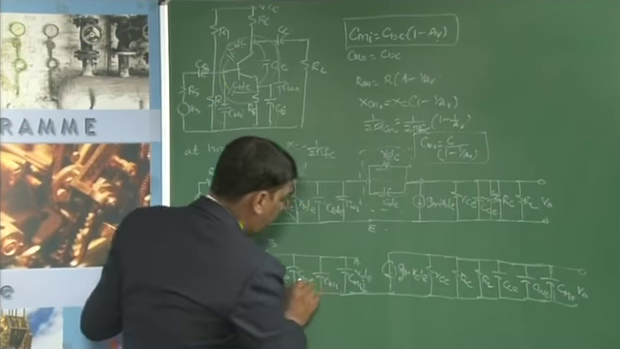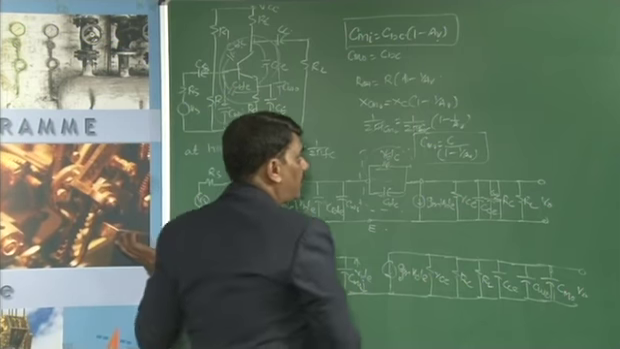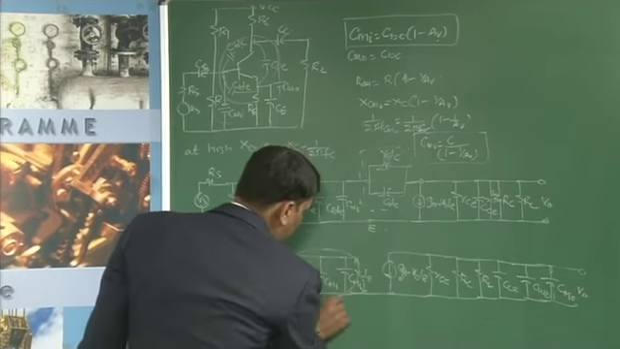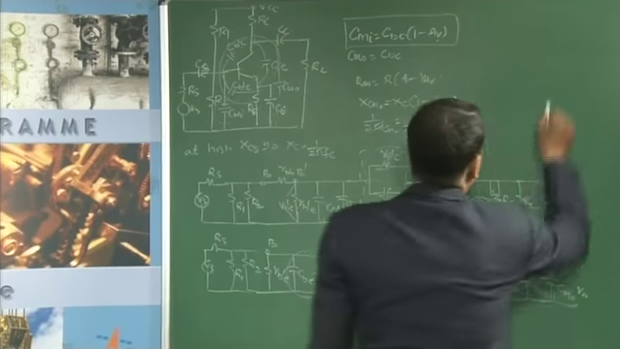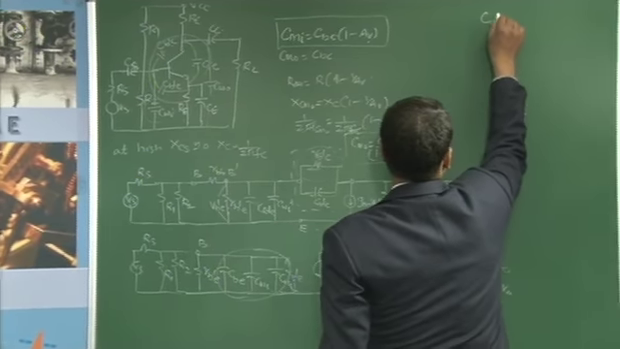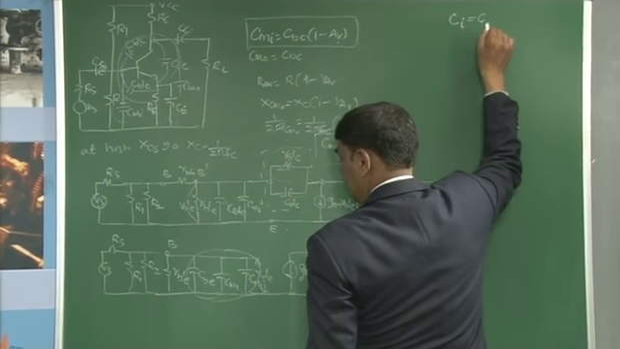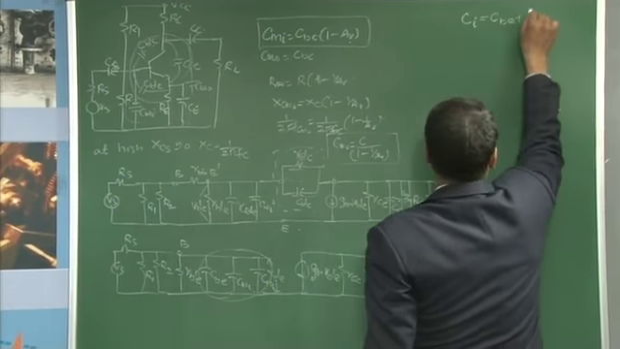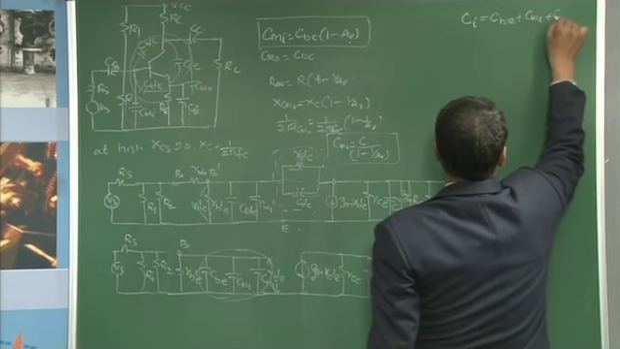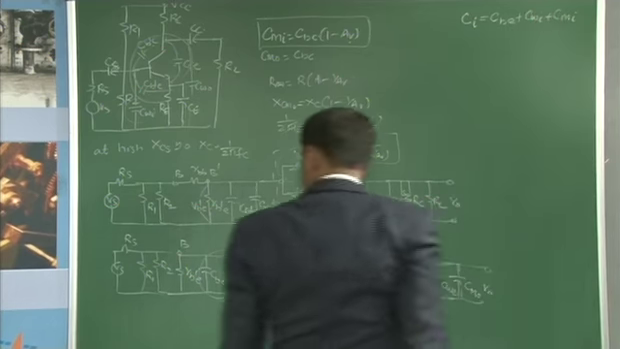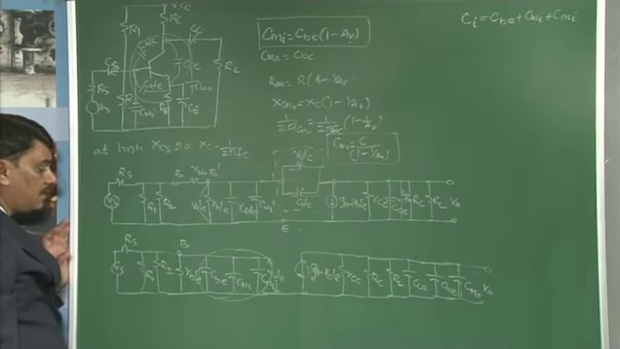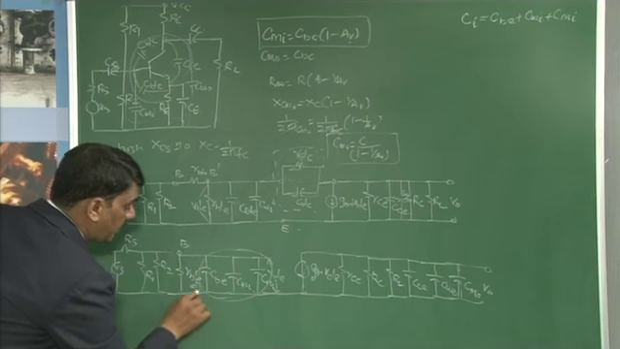That these CBE, CWI and CMI are in parallel, so that parallel combination is to be replaced with its equivalent capacitance, that is Ci is equal to CBE plus CWI plus CMI. And then this resistance is to be replaced with its equivalent resistance by determining the Thevenin's equivalent resistance.